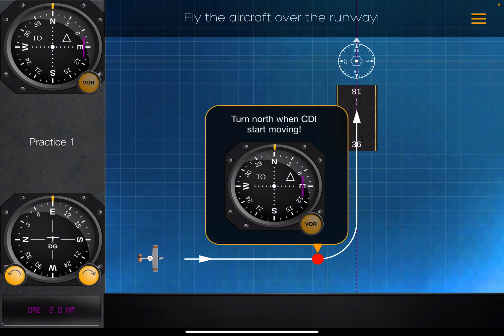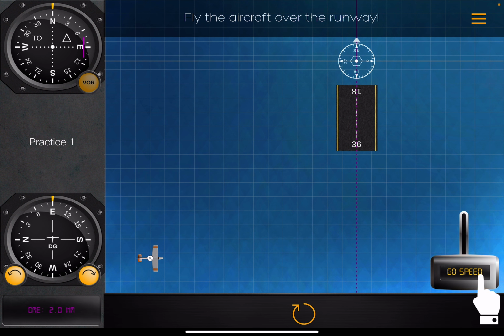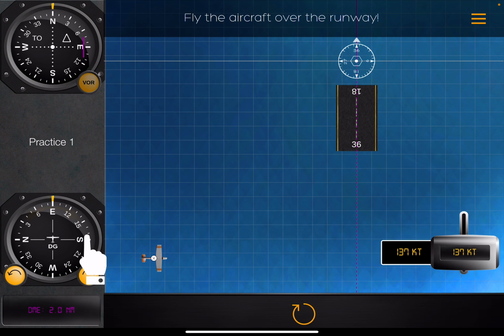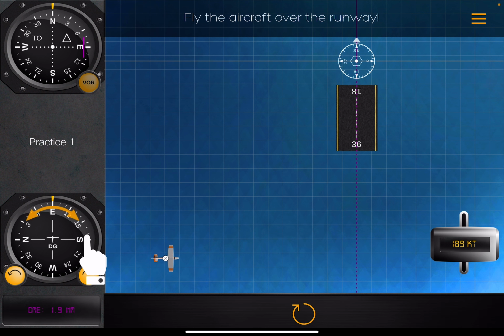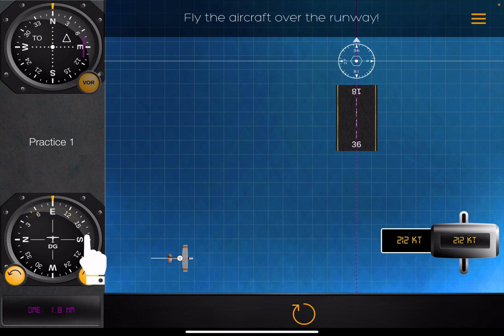Here we will fly the aircraft. You can wait and see. This will be a depiction of the aircraft. You can watch the magenta needle up above, and as I increase the airplane speed, get the airplane going. And let's move a little bit faster.